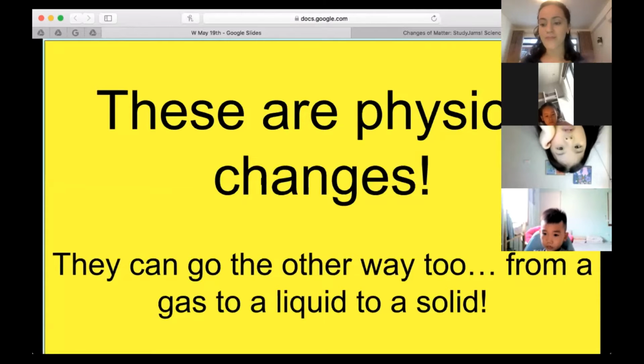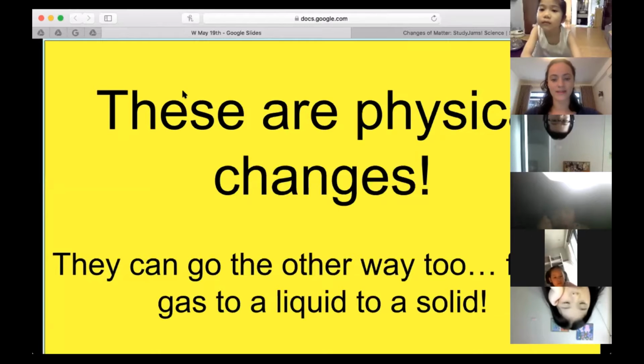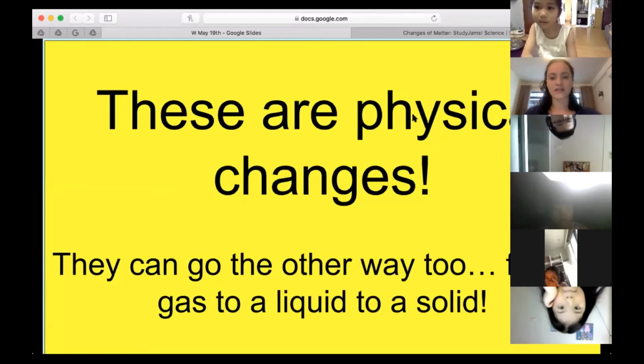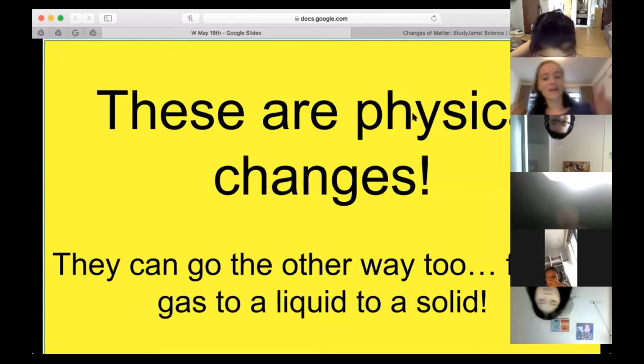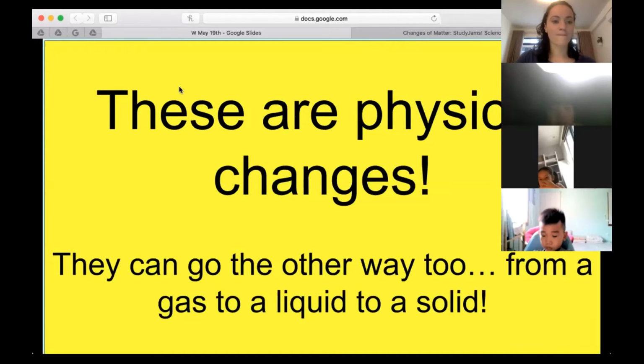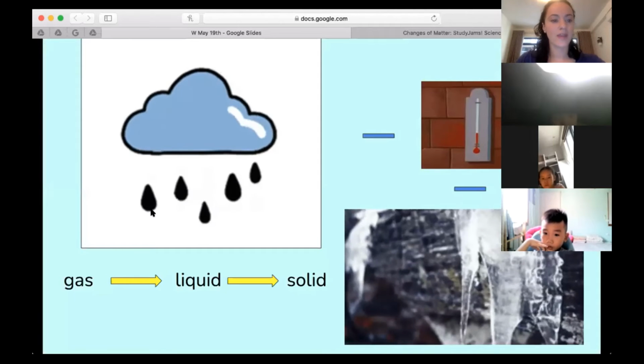If ice cream melts and you put it back in the freezer, what happens? What happens if you put liquid ice cream back into the freezer? Susu, what do you think? It will change to liquid to solid. Excellent. It's still ice cream. Then you put it in the freezer and it's still ice cream. So these are just physical changes.